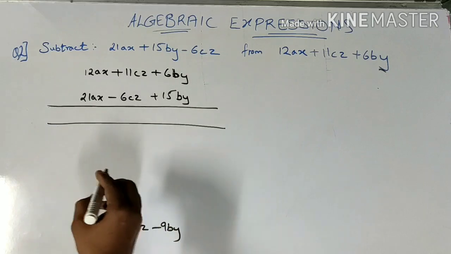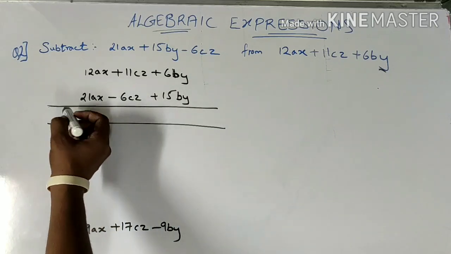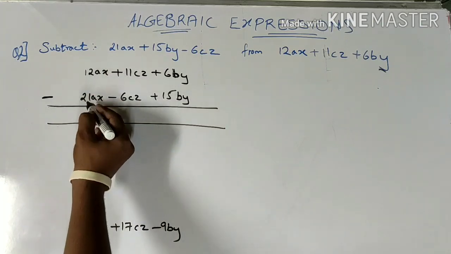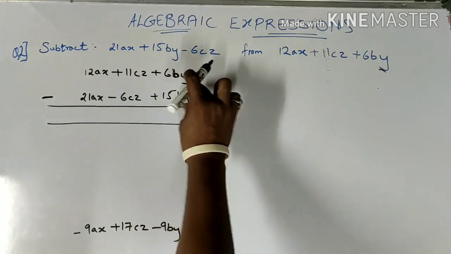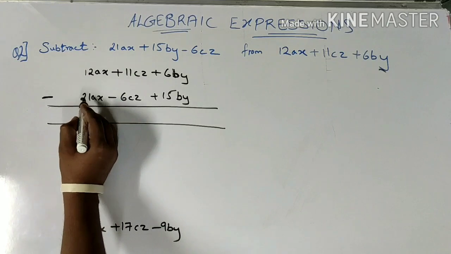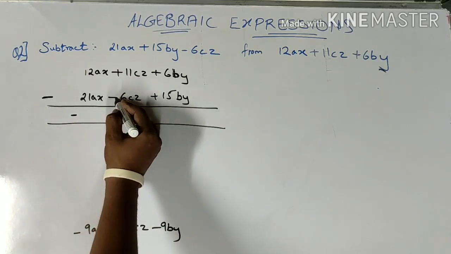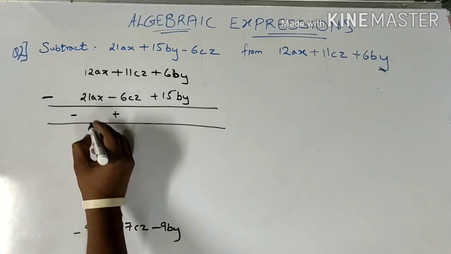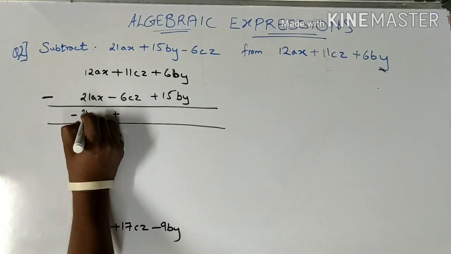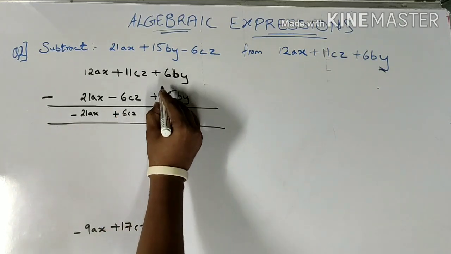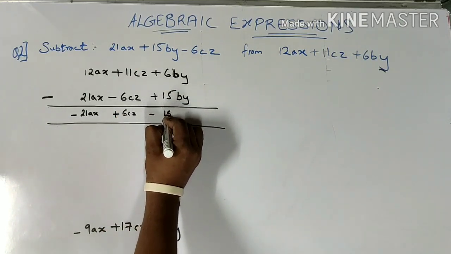I'll have one more line. We will be changing the sign. So when you are subtracting, I'll be changing the sign of all the terms in the second expression. If this is positive, its sign will be minus. If this is negative, its sign will be plus. So this will become minus 21ax. This will become plus 6cz, and this will become minus 15by.